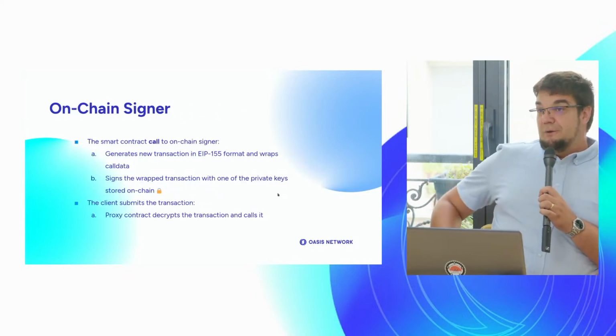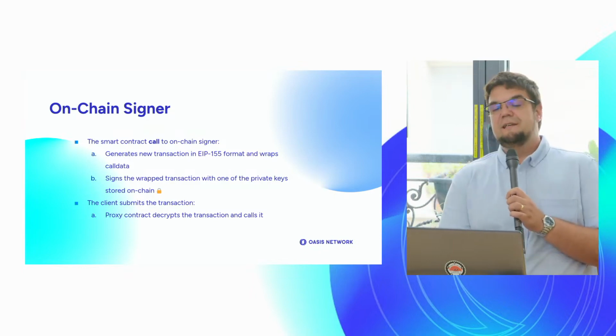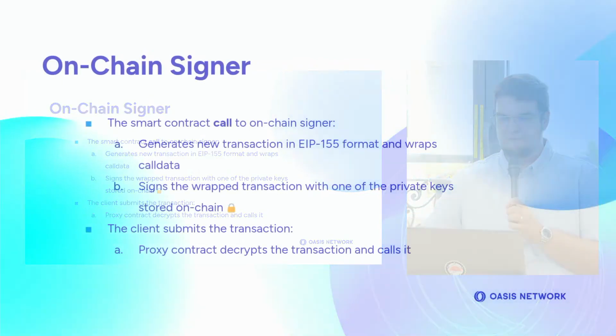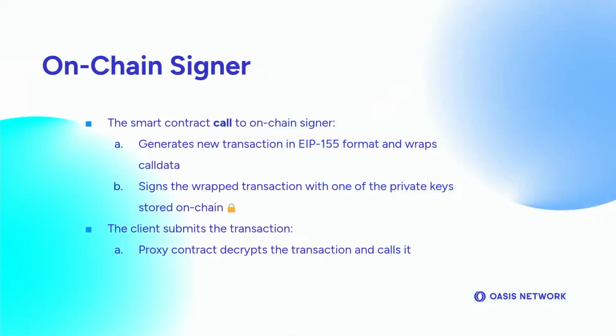Right. Now, the Oasis specific feature is the on-chain signer. So I already mentioned before that the contract state is fully encrypted. So why not use this super feature to store the confidential keys and to create a transaction and sign it? So this is exactly what we did in the past few weeks.